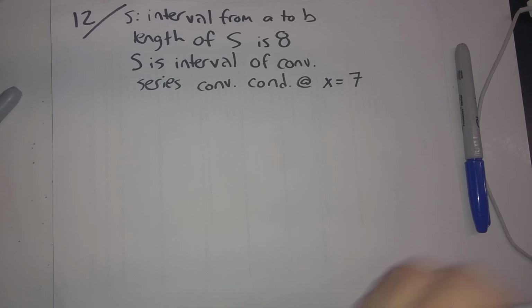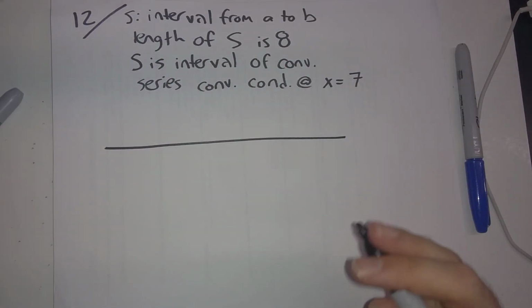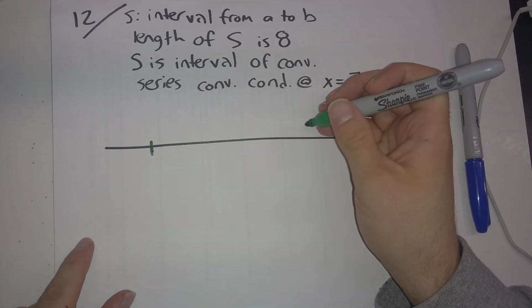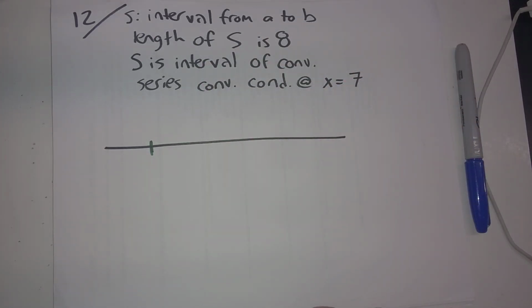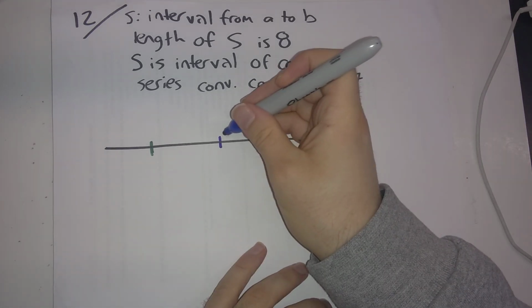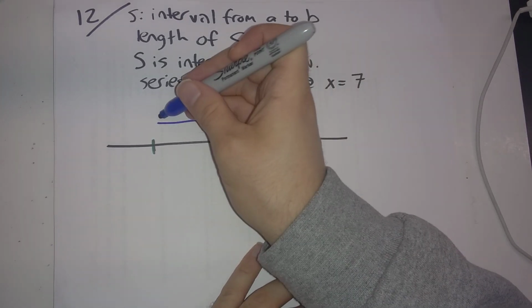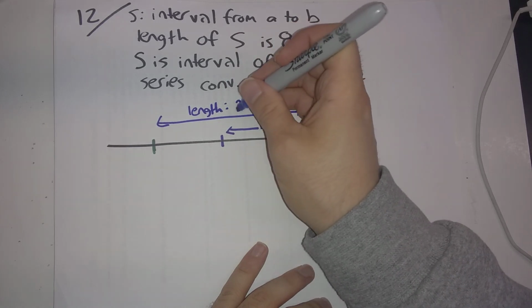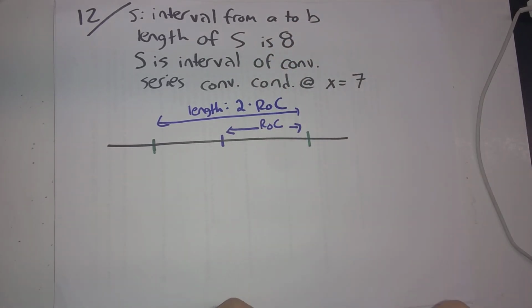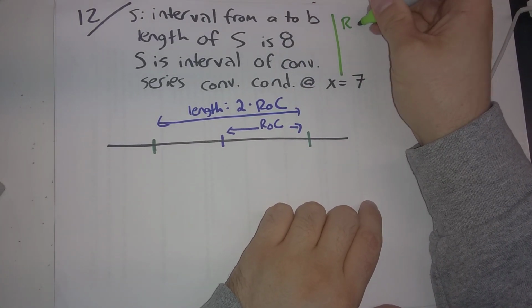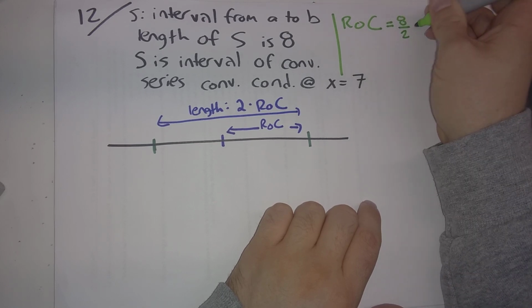So, big picture here about intervals of convergence. This is just going to be separate from this particular problem right now. Let's say that we have an interval of convergence with some positive but finite radius of convergence. Here is the center in between. Here is the radius of convergence. Note the overall length is twice the radius of convergence. Or in other words, the radius of convergence is half of the length of the interval. So this already tells us, because we know the length of S is 8, we know the radius of convergence is equal to 8 divided by 2, which is 4.